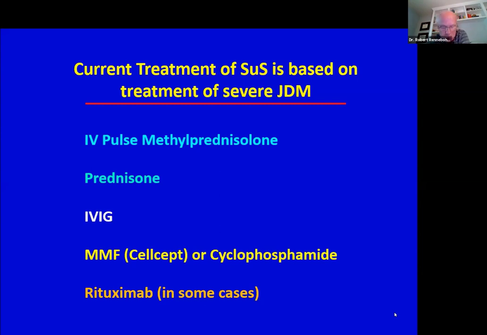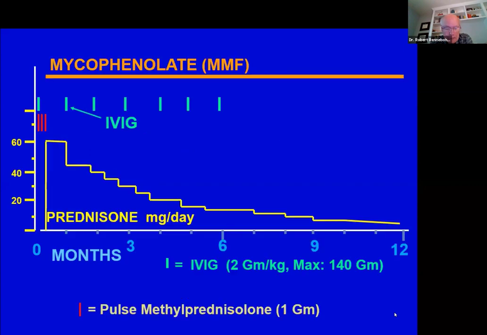Current treatment is based on the treatment that has worked well for severe juvenile dermatomyositis. JDM has seemed to be the best model for Susac syndrome, so we've tried to borrow as much of what we've learned with JDM and applied it to Susac syndrome. And that treatment consists of IV pulse methylprednisolone initially, followed by tapering dose of prednisone. And they're also treated with IVIG and mycophenolate mofetil or cyclophosphamide, and in some cases rituximab is added.